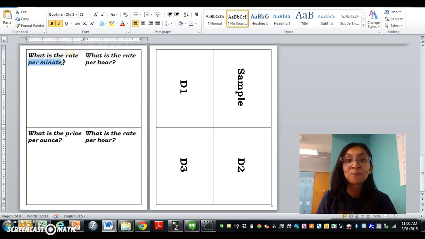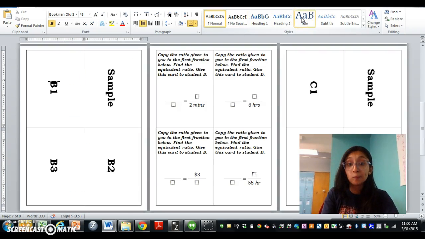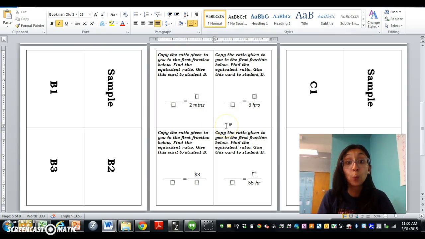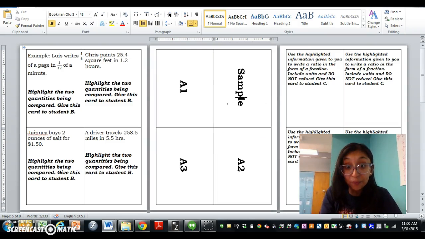So as you can see, while students are working on cards, some students may feel like they have nothing to do, but there is something for each student to do. Student D, for example, can start figuring out what their proportion is going to look like: who's going to be on top, who's going to be on the bottom. Student C can focus on figuring out what units are going to be in the initial ratio. What are they looking for student B to give them?